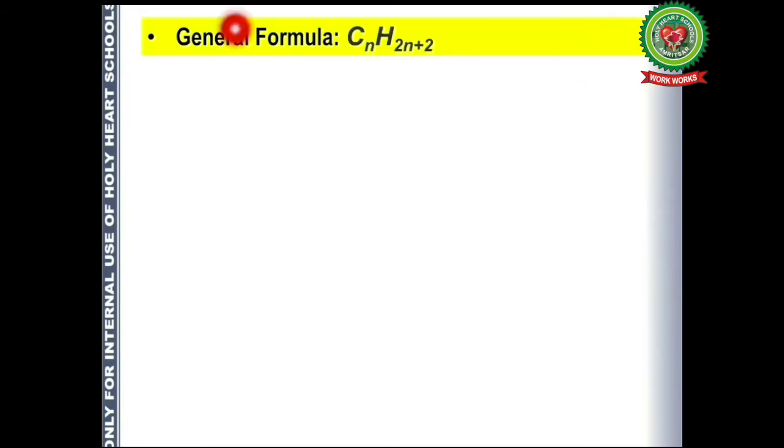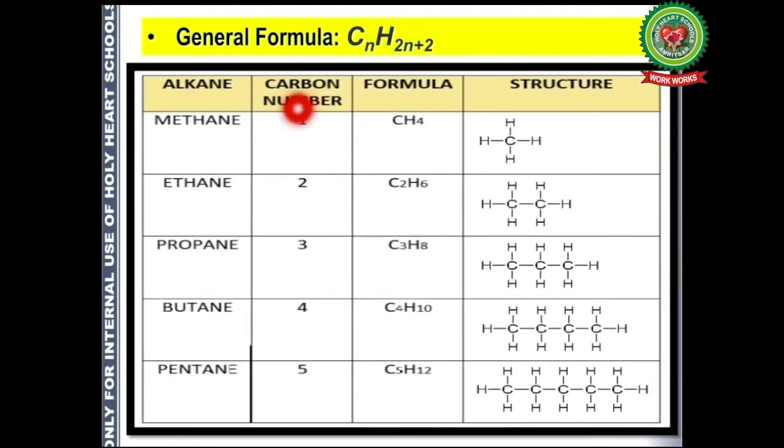Students, we should also know the general formula of alkanes, that is CnH2n+2, where n is the number of carbon atoms. So if n equals 1, that means the formula will be CH4. If we substitute n value to be 1, if one carbon is present, the root word is meth, and since all are single bonds, ane, so the name is methane.